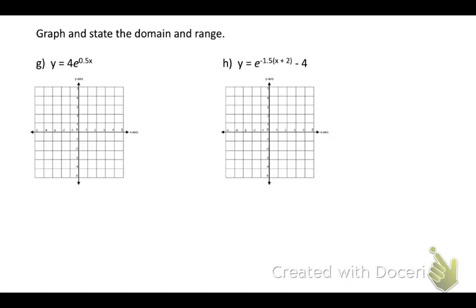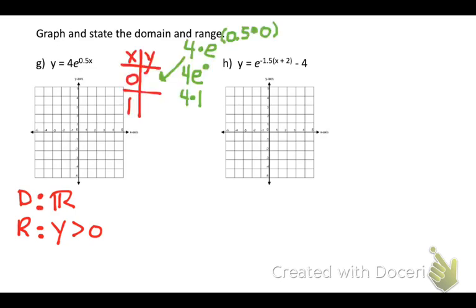So here we can see that our domain is going to be all real numbers. And our range is going to be y is greater than 0, because it's not shifting up or down, and we'll do that in our next problem. So we're going to make a table of values and just plot a couple of points. Okay, so let's say that x is equal to 0.